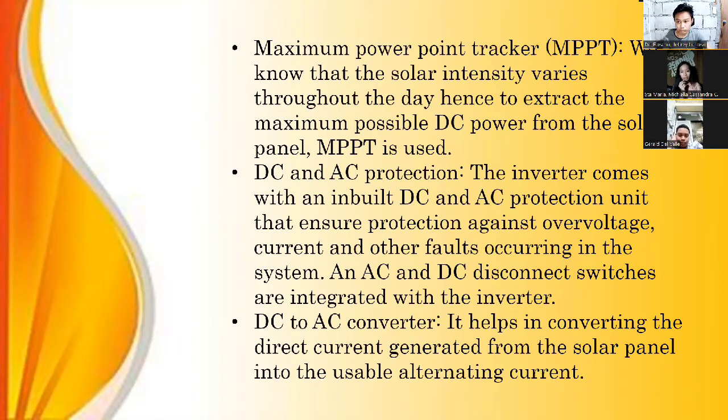DC to AC converter, it helps in converting the direct current generated by the solar power into usable alternating current. So, yung grid side kasi, pang-mains lang siya nagagamit. And then, wala siyang backup battery. So, pag walang kuryente, hindi rin magagamit yung solar panel.